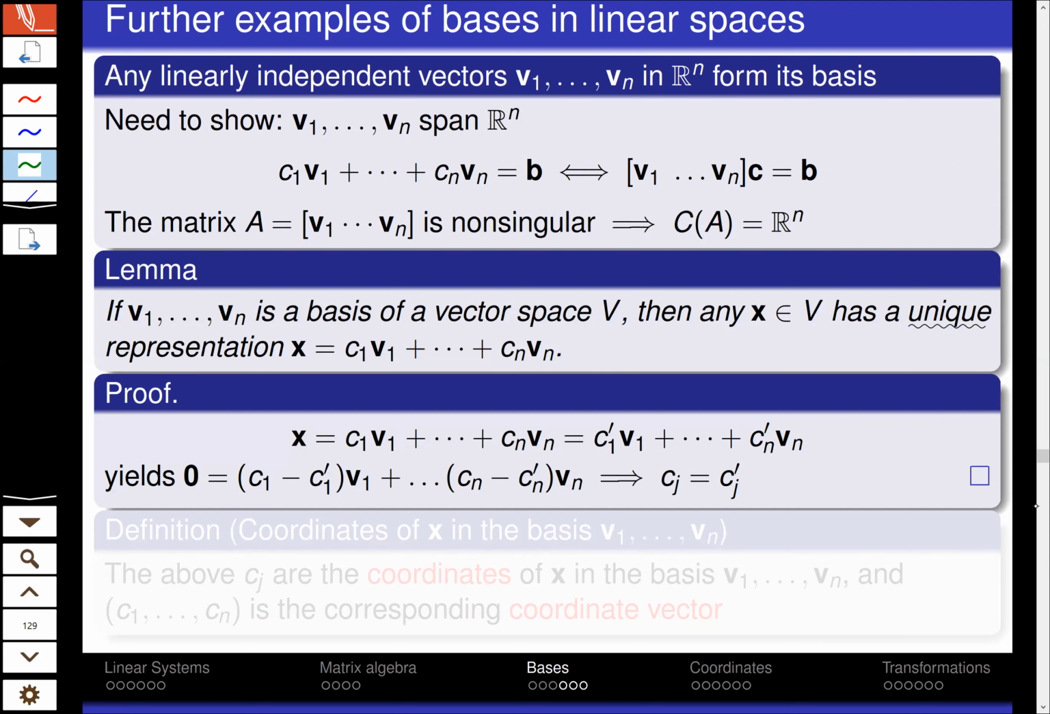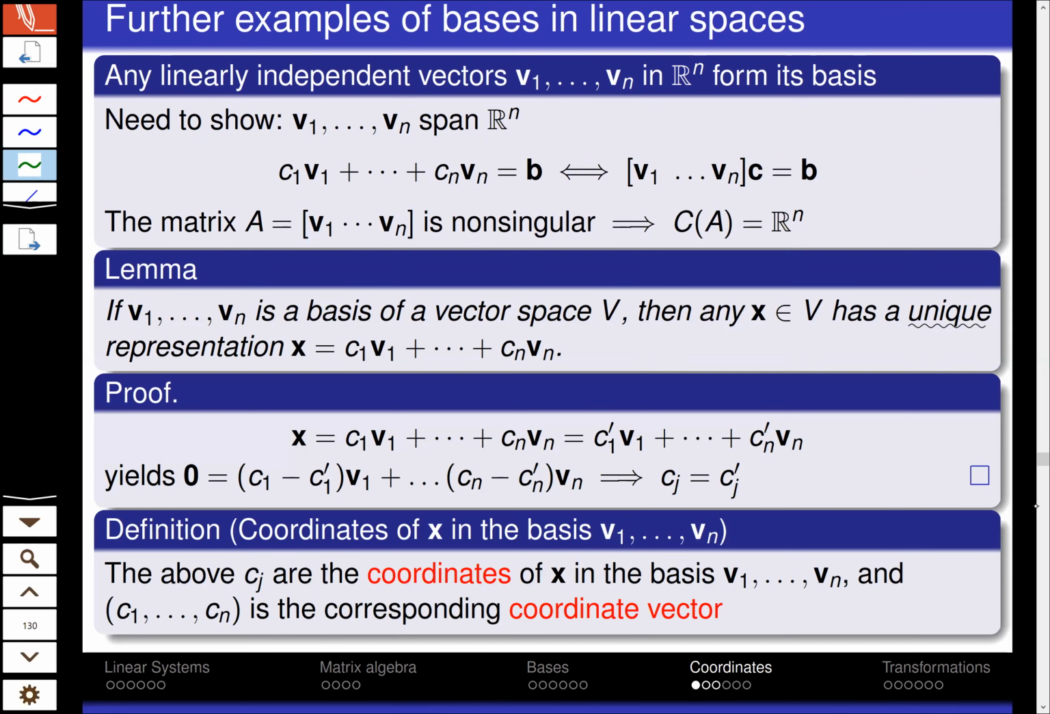Do you know what TFAE is? TFAE. Yes, the following are equivalent. This is a standard abbreviation. Okay.